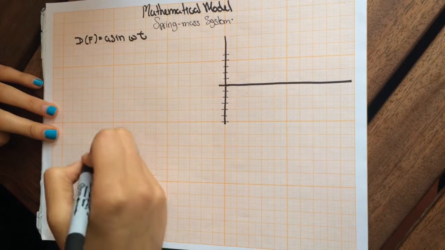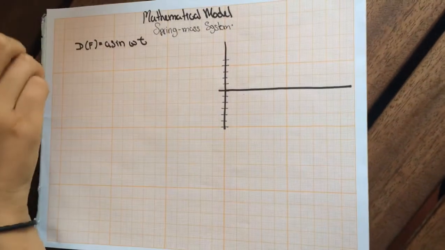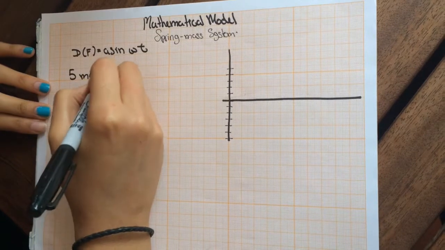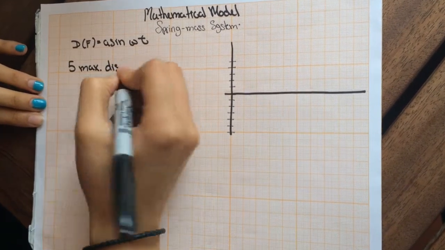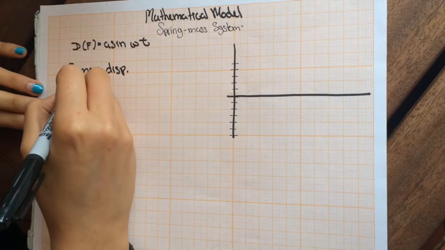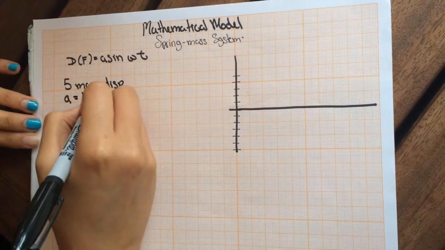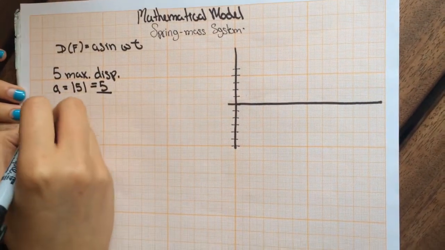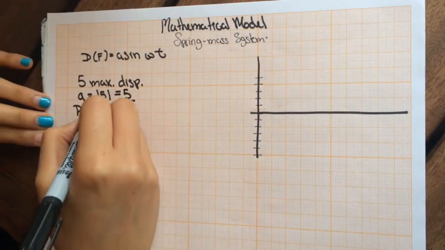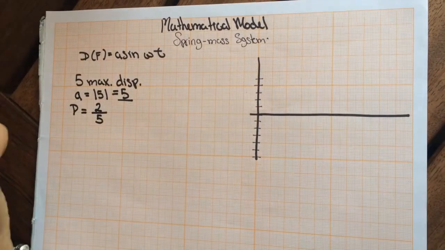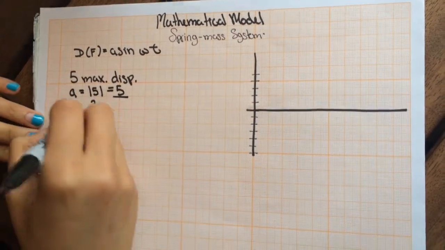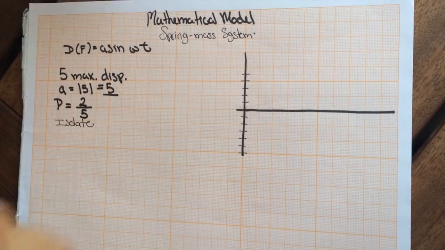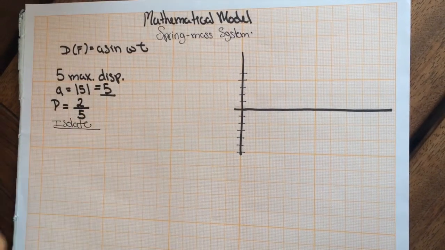We have to find an equation of the form d of t equals a sine omega t. First, we have to identify the amplitude and the period of the function. We can see in the graph that 5 is the maximum displacement. We can observe that each period is p equals 2 over 5, and now we have to get omega to find the equation needed. We know that p equals 2π over omega, so we have to isolate omega.